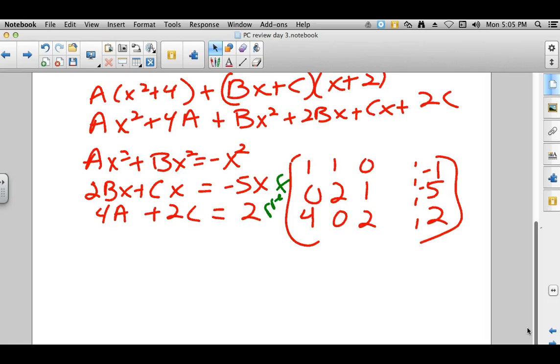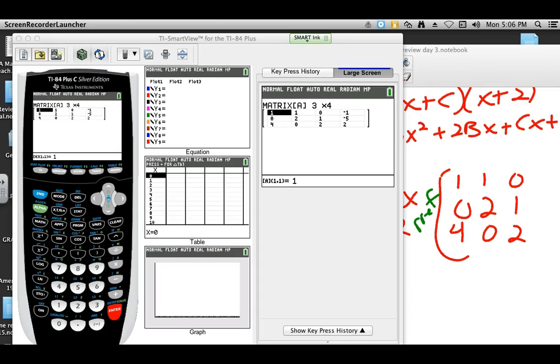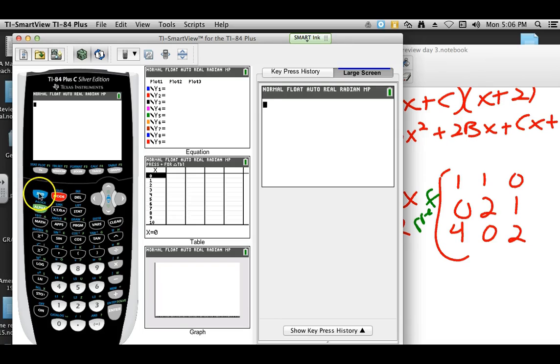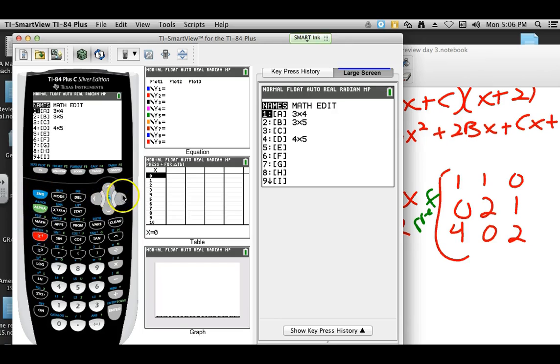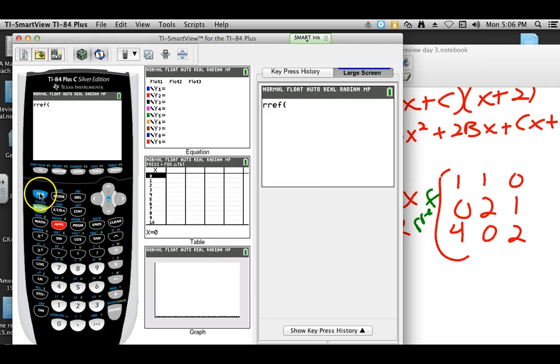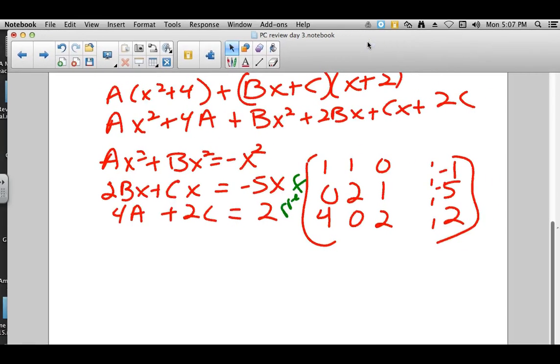I'm going to stop this and put that in. You can see I have our lovely matrix in there. So let's go back to the main screen. And we need second matrix, math, alpha B, reduced row echelon form of second matrix number 1. So that's what we should be writing down. We should be writing down that 1, 0, 0, 1, 0, 1, 0, negative 2, 0, 0, 1, negative 1, because those are our answers for A, B, and C.